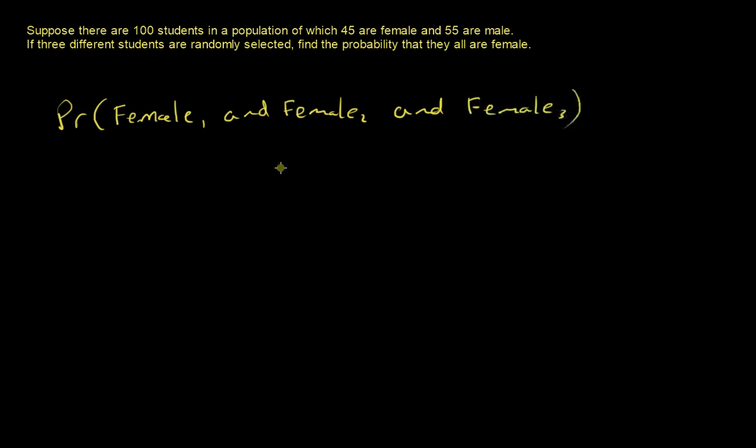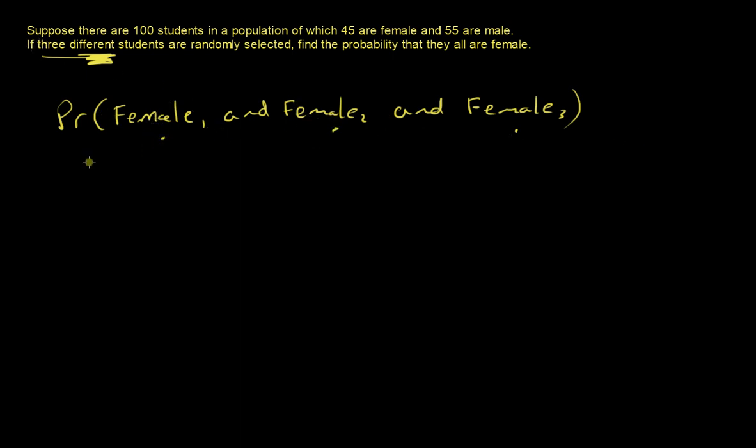So you're going to select these students from the population of 100 students, right? And you don't want to select the same person twice, because you are selecting 3 different students. So if Mary's selected as the first female, she can't also be selected as the second female. So these are 3 different females, and the probabilities are going to be dependent. These events are going to be dependent.